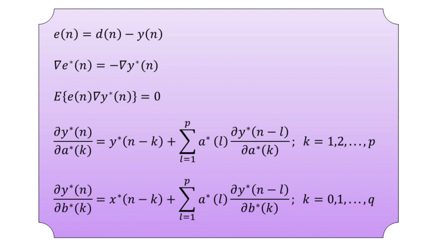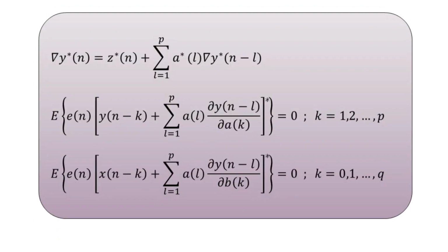Now getting these two equations into the vector form, we have the new representation for the gradient vector. Here we write grad of the complex conjugate of the output signal y of n, which is equal to the complex conjugate of z of n added by the summation l equal to 1 to p of the complex conjugate of a of l multiplied by the grad of the complex conjugate of y of n minus l. Here z of n is the aggregate data vector, already defined in the previous equation.